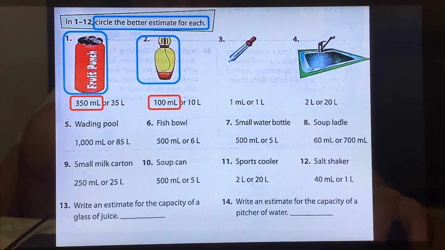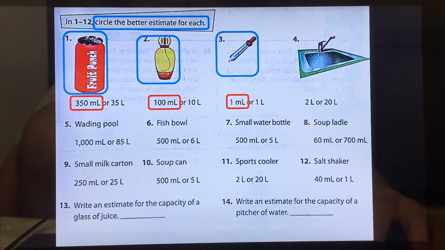Number 3 is a dropper. 第三题这个是一个滴管。Which is a better estimate? 1 milliliter or 1 liter? 1 milliliter. Did you get it right?